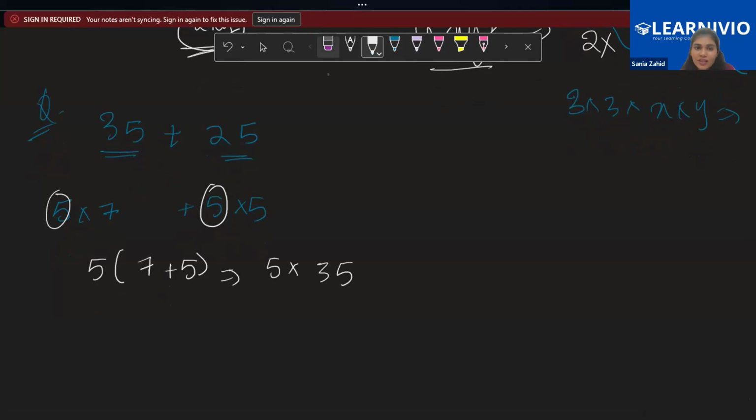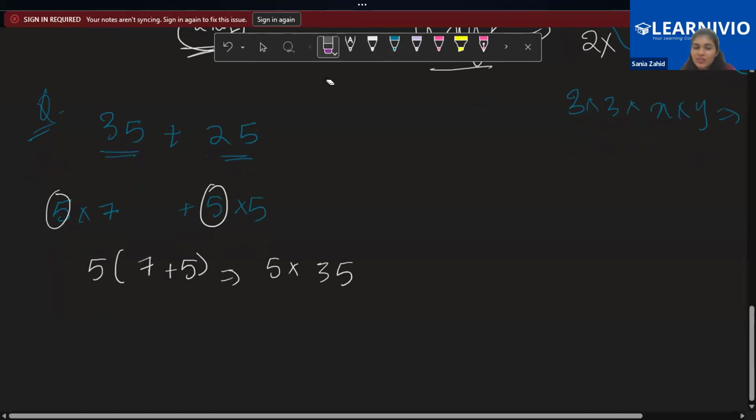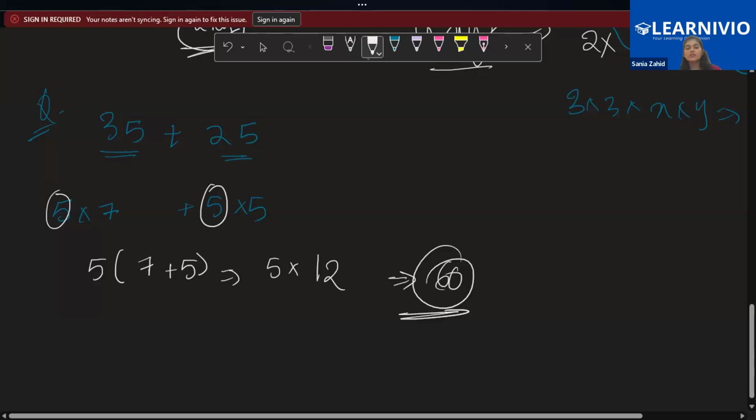So my answer is 5 into 7 plus 5. Sorry, 7 plus 5 is 12, I have to do plus. So that becomes 12, and 5 into 12 is 60. Okay, so that's 60.